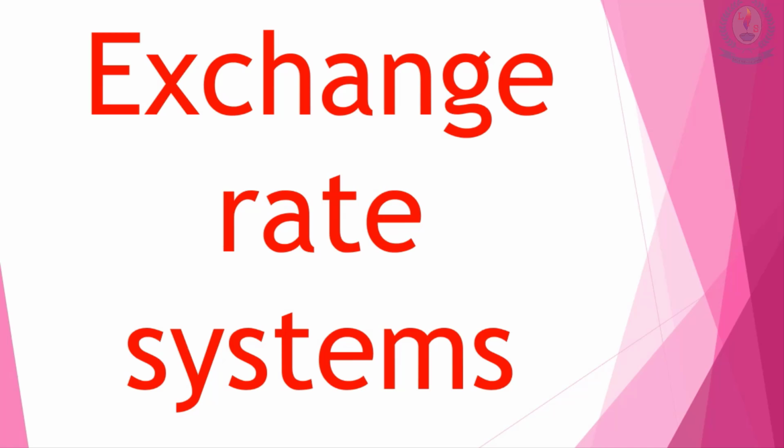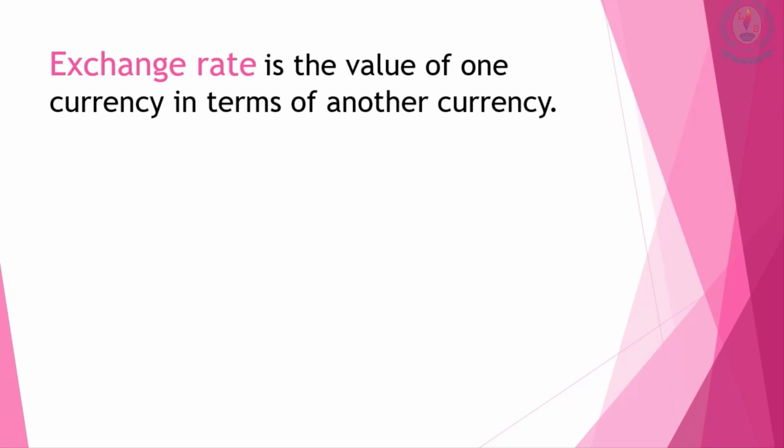After discussing the balance of payments, let us quickly move on and look at the exchange rate systems. First of all, let us get to know what an exchange rate is. Exchange rate is the value of one currency in terms of another. For example, 1 US dollar equals 1.5 euros. So we are given the value of US dollars in terms of euros. This could also be 1 US dollar equals 0.5 Sri Lankan rupees. That is, we are comparing US dollars with Sri Lankan rupees.